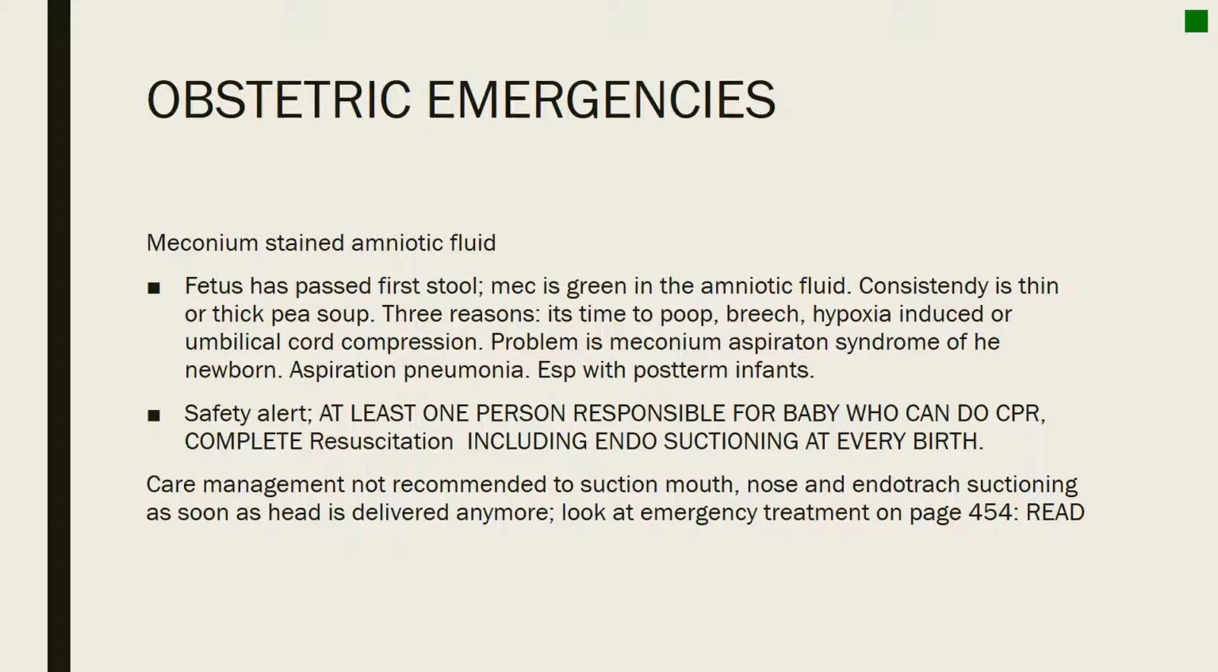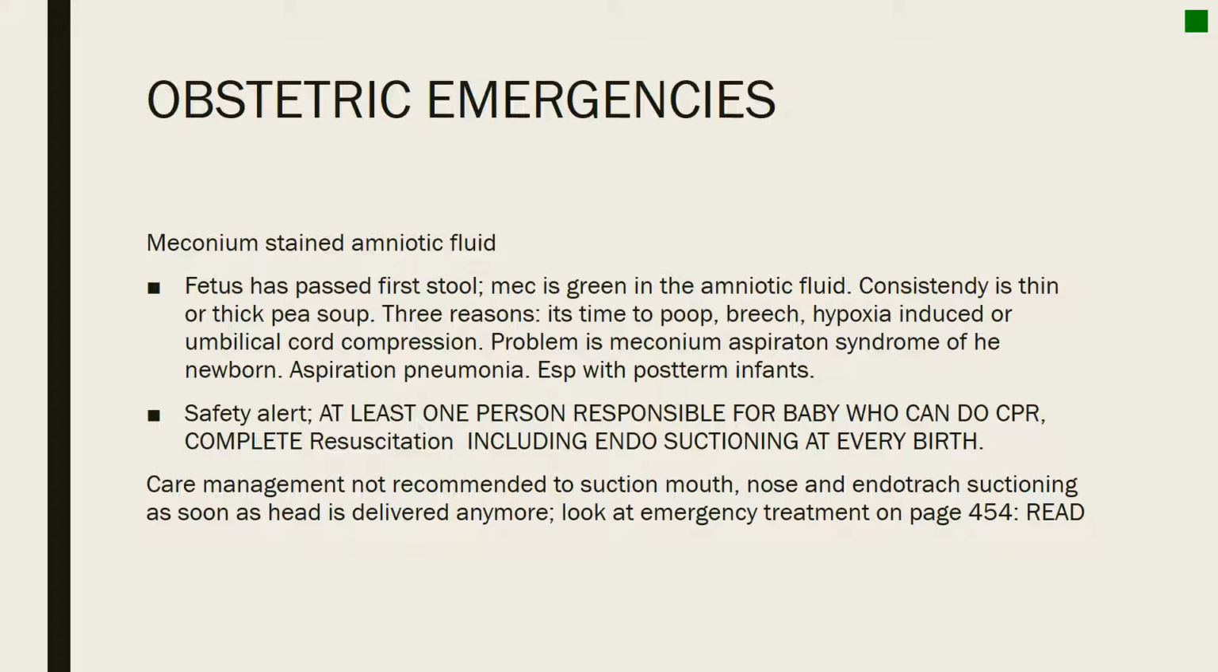Obstetric emergencies, meconium stained fluid. The baby has passed his first stool. It's green, it's in the amniotic fluid, it's thin, or it can be thick like pea soup. 3 reasons: because it's time to poop, we're breech, or there's been hypoxia somehow. There's been cord compression or hypoxia in some way. The problem is that they can have meconium aspiration syndrome, aspiration pneumonia, especially if they're post-term.